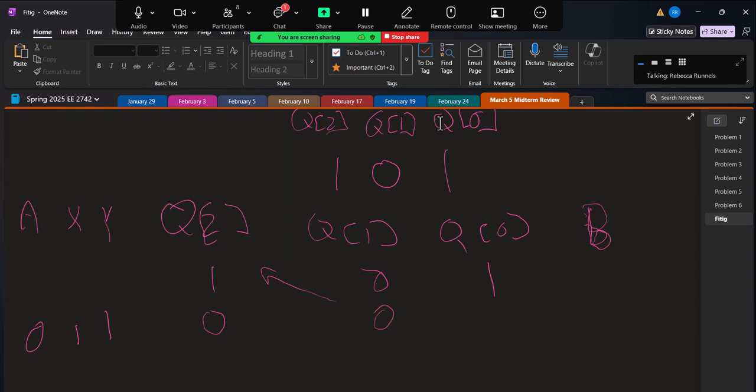And what will Q0 be? It'll be 0. No. It'll be 1. It's going to be the NOT of Q1. And then B is the output of Q0, which is 1.